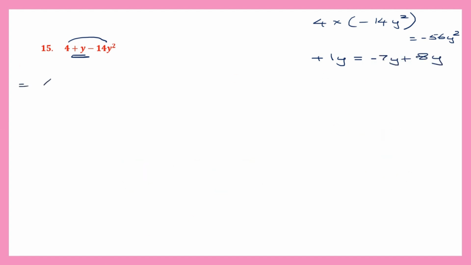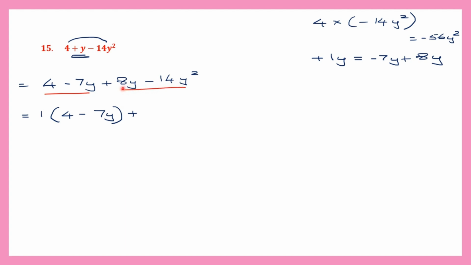So let's write it here. 4 plus, I split plus 1y into minus 7y plus 8y, so this is minus 7y plus 8y minus 14y square. Now again take the first two terms and the next two terms. So here what do I have? Here as you can see there's nothing common, so I'm going to write 1. 1 into 4 minus 7y. Plus, now let's move to this one. Here we have 8 and 14. Here I can take out a common one.